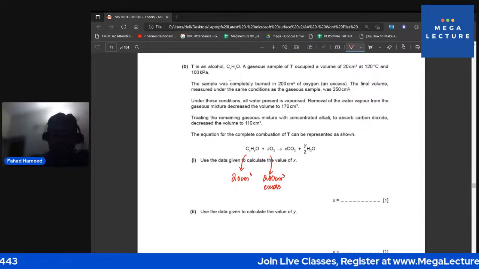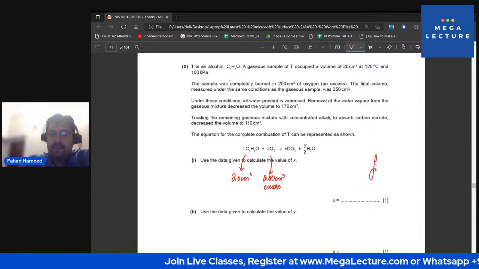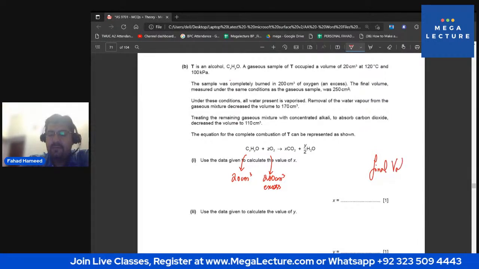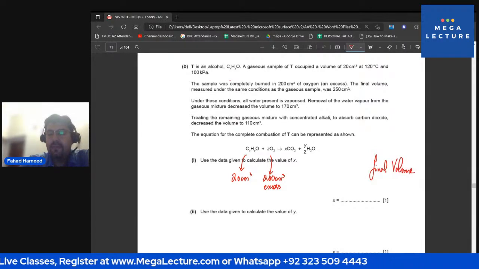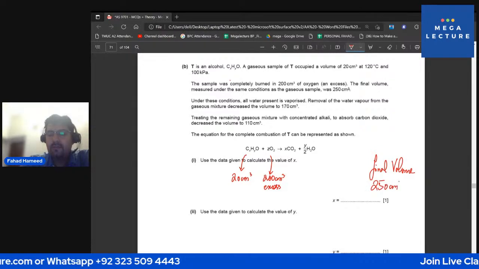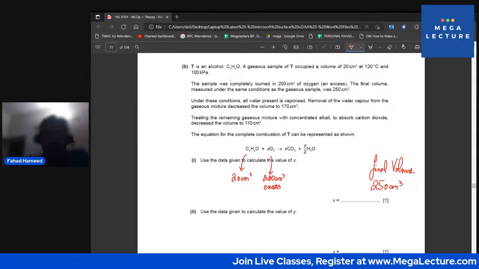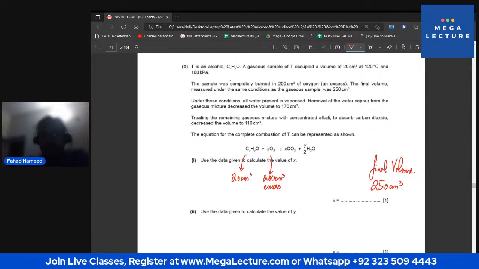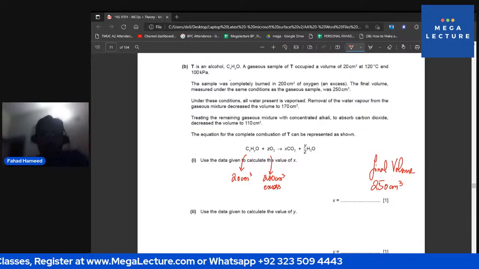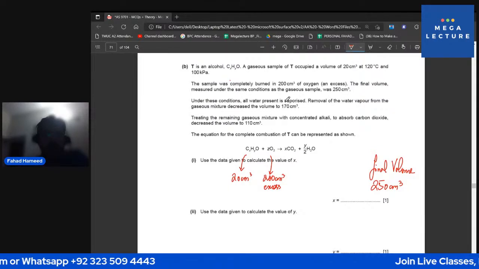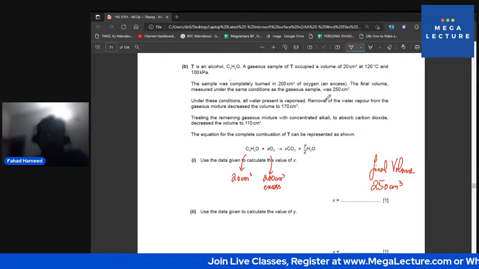So now he says when the combustion happens, the final volume that you have is coming out to be 250 cm cube. That's your final volume, and the final volume is being obtained under these conditions. All water is vaporized. So that means water is in the form of vapor.